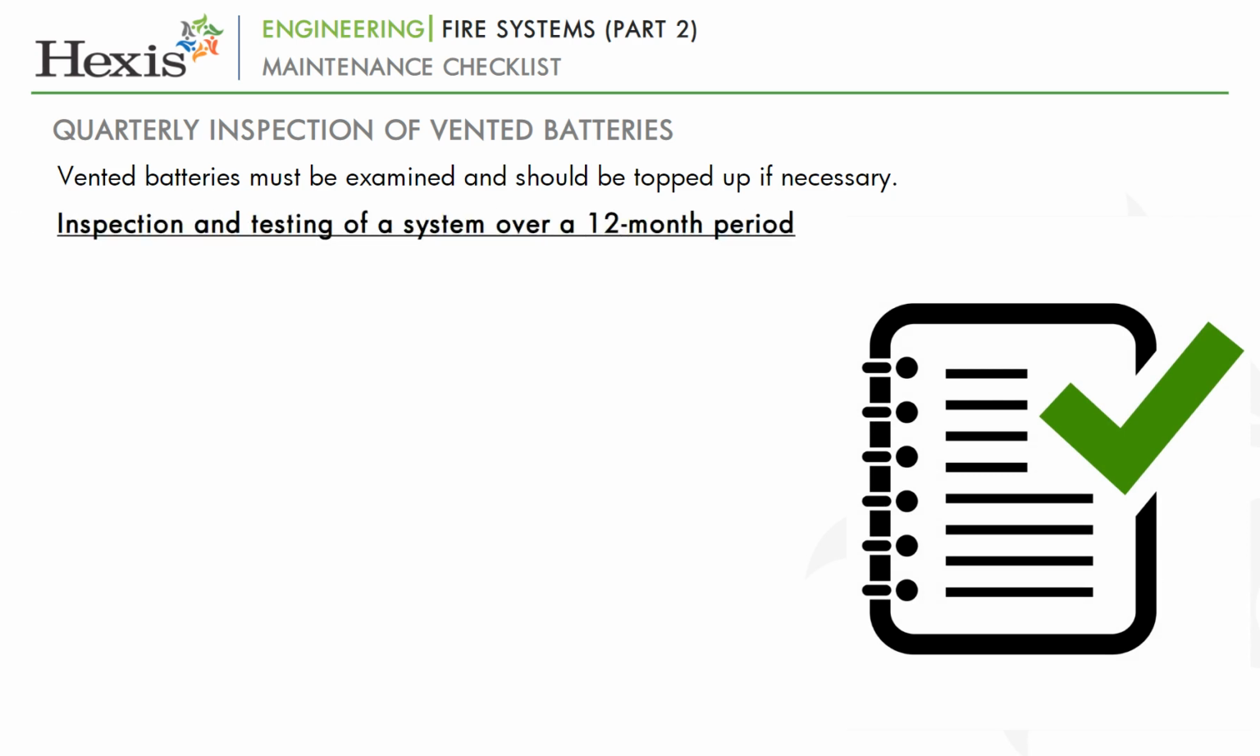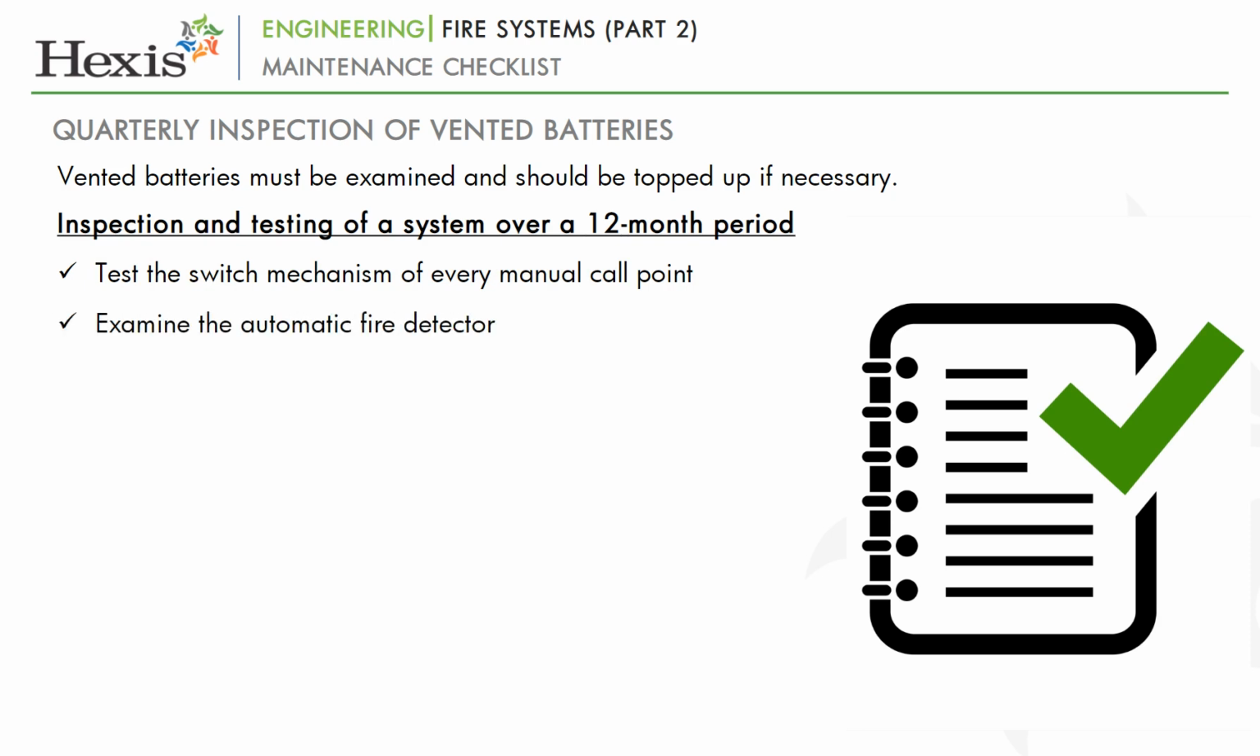The inspection and testing of a system over a 12-month period should include the following. The switch mechanism of every manual call point should be tested. Every automatic fire detector should be examined and functionally tested. This includes, but is not limited to, smoke detectors, resettable heat detectors, optical beam smoke detectors, aspirating fire detection systems, carbon monoxide fire detectors, and flame detectors. All fire alarm devices, both visual and audible, should be tested. Certain filament lamps should be replaced.